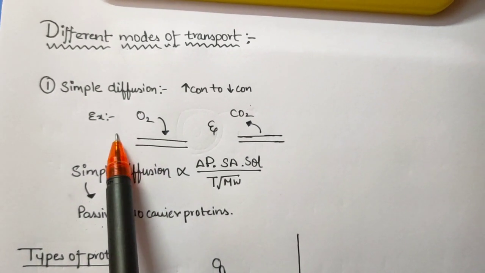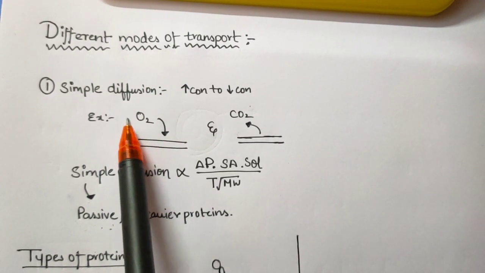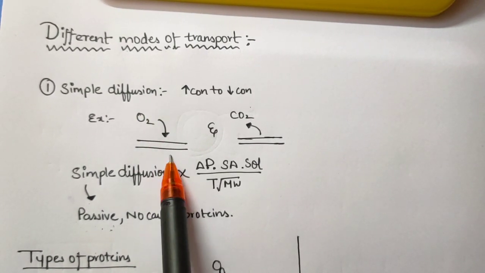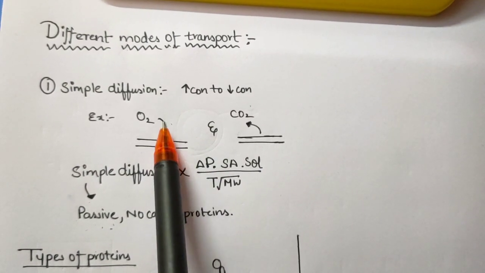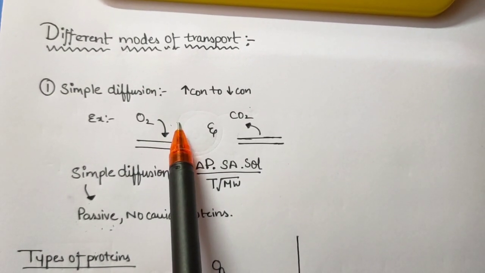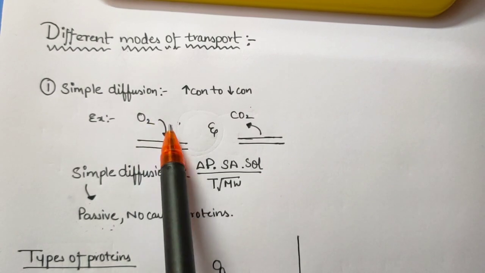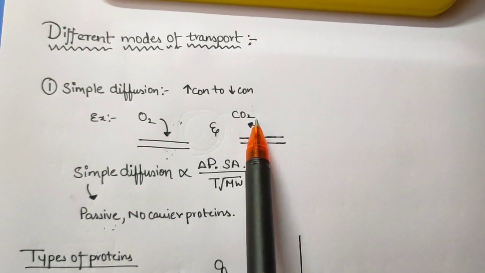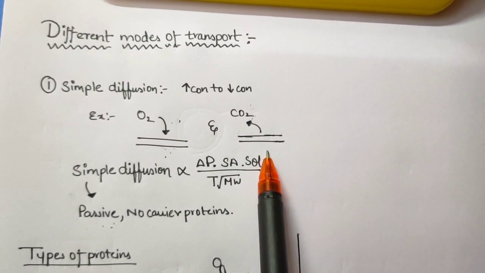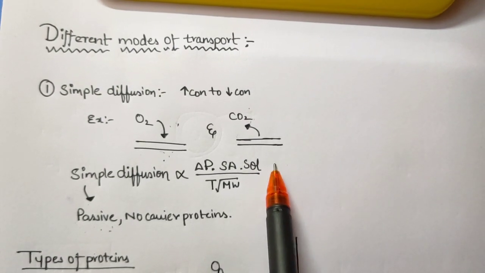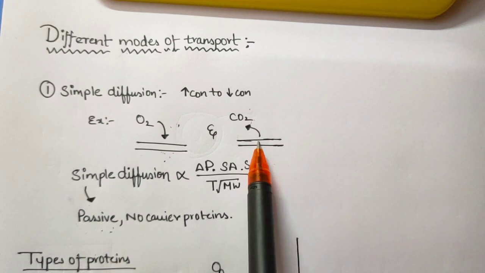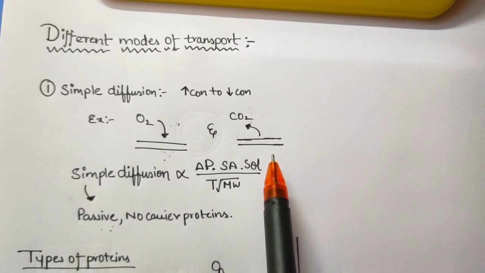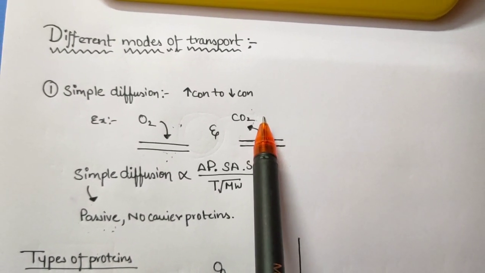For example, here you can see oxygen is moving from outside of the cell to inside the cell, while the concentration of oxygen is more outside the cell, whereas it is less inside, so it is moving through diffusion. Similarly, the concentration of carbon dioxide is more inside the cell and less outside the cell, so carbon dioxide is moving from inside the cell to outside the cell.